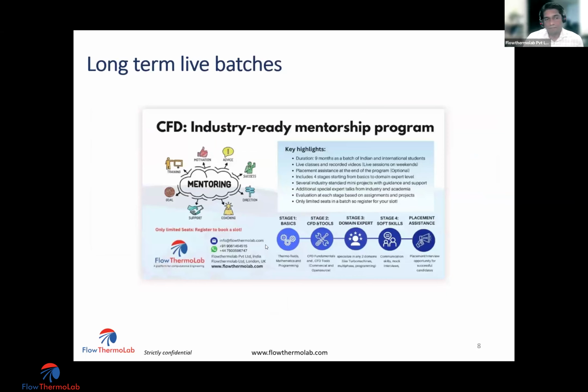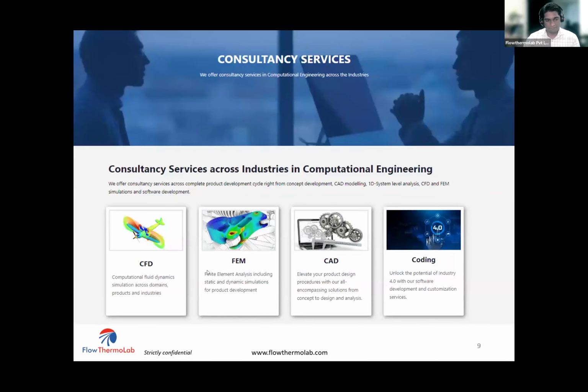If you want to be part of long-term live batches, we have a six month long mentorship program, where we also help students get placed in companies. It starts from very basic fluid mechanics, to tools, to domain expert level, and then doing a lot of projects, making you perfect for getting hired in the industry. These are some of the things we are doing, and also consultancy services, mostly in the CFD domain, and we also serve the FEA, CAD, and coding domains.